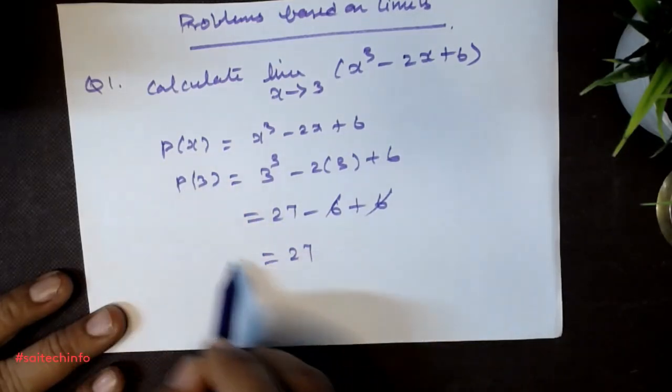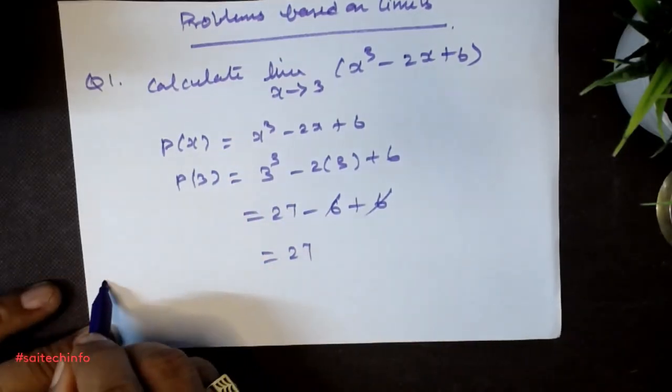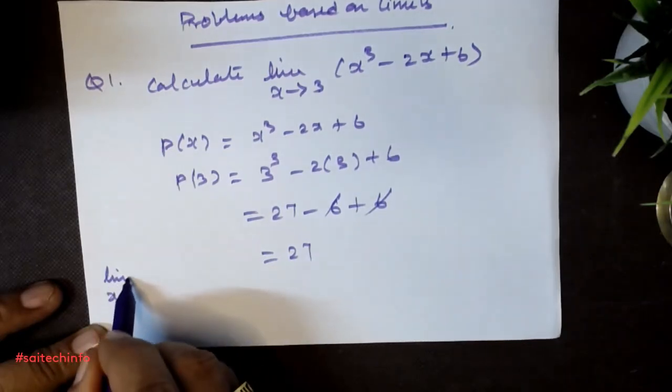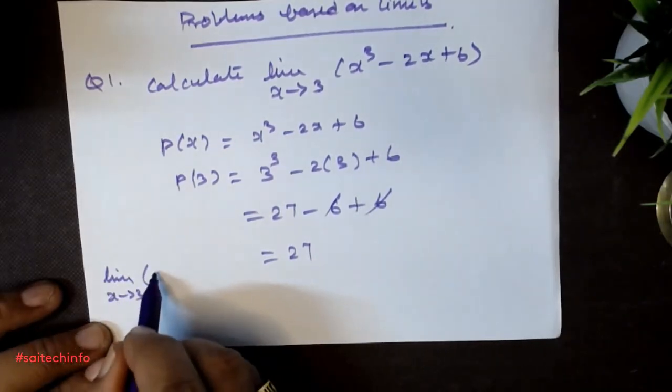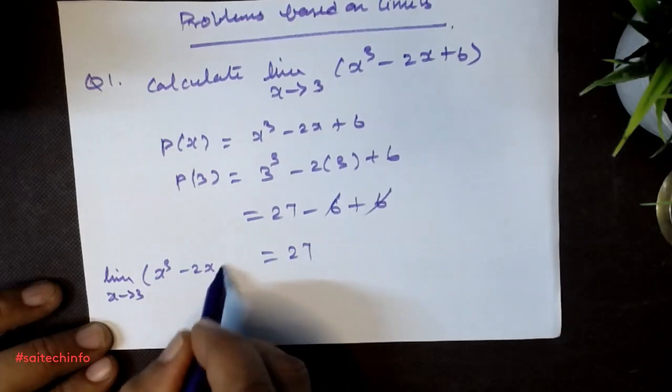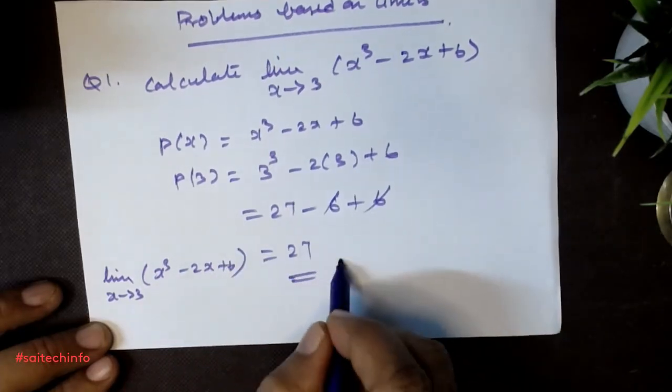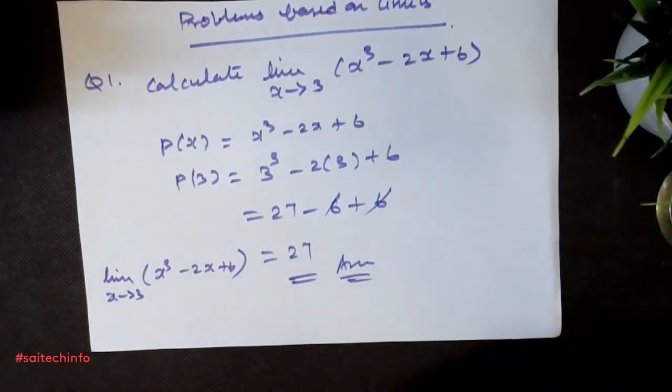But don't write it as a p of 3. It should be written as the limit as x tends to 3 for the polynomial x cube minus 2x plus 6 is given as 27. So this is the answer. This is the way you have to represent it.